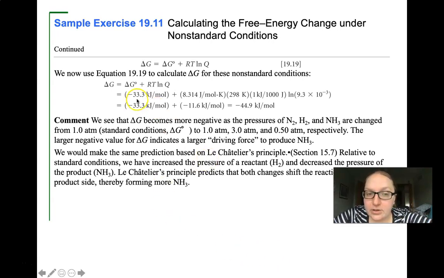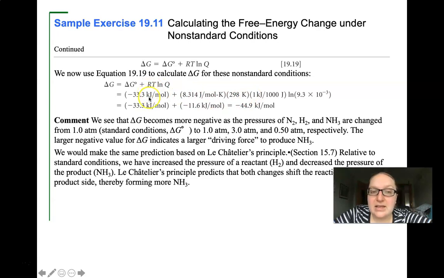So we're going to take that negative 33.3 kilojoules per mole. We're going to add RT ln Q. We calculated Q. We know what R is. We know what T is. Now this term right here converts our joules into kilojoules. So don't forget to do that when you're doing this math.